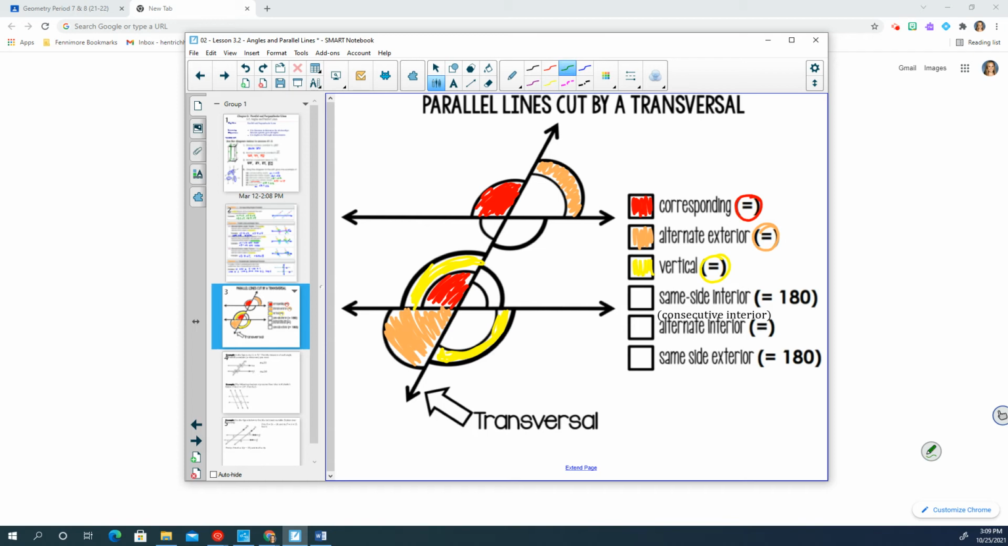Side interior, that's also consecutive interior. I'm going to do these ones in green. These add up to 180, or these are supplementary. So same side, I'm going to go to the right-hand side of my transversal. Interior would be this one and this one.